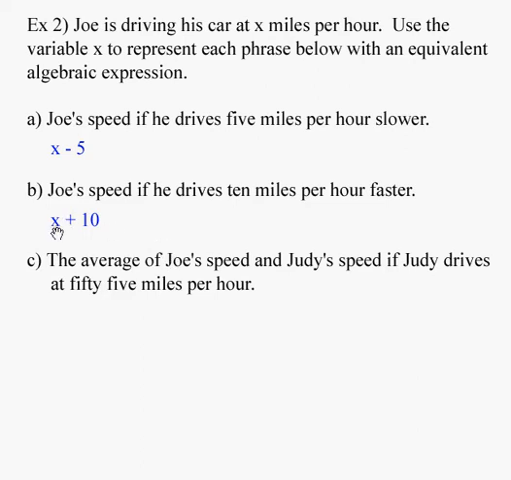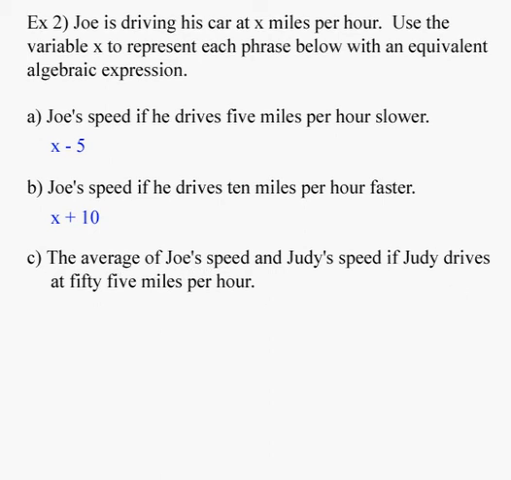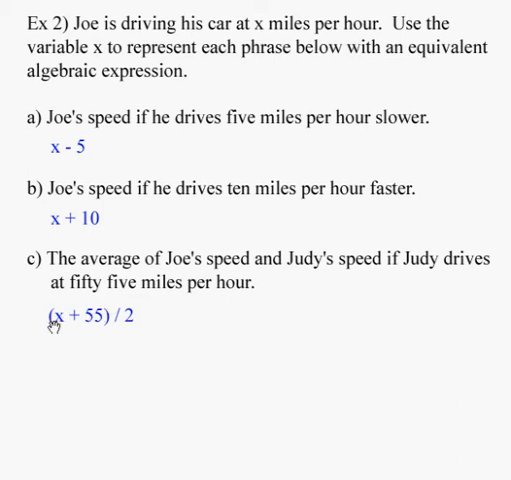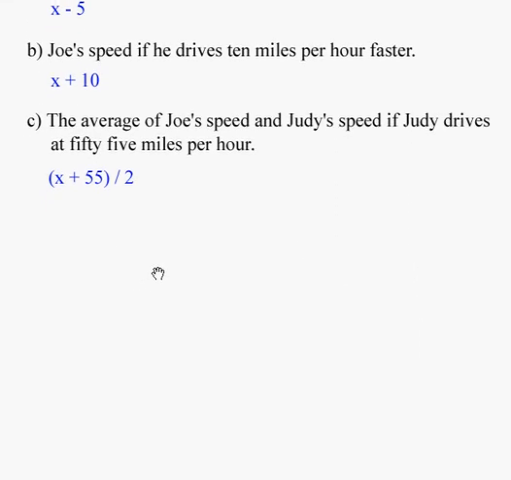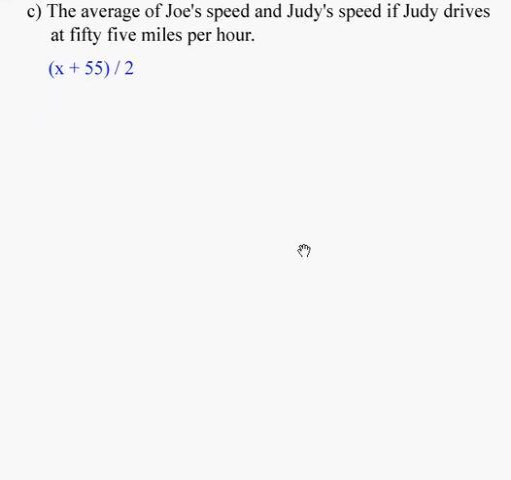Now Joe's speed, we were using x to represent Joe's speed. So we want to take Joe's speed x, add it to Judy's speed, 55. We want the average of that. So when we add x plus 55, we need the parentheses to make sure we do the addition first, and then we're going to divide by 2 to get the average. So (x + 55), that quantity in parentheses, divided by 2.